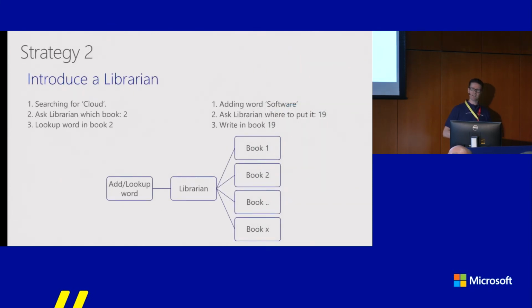So let's see if there's a better way to tackle this problem, and this is the second strategy. In this strategy we introduce a librarian. So whenever we are searching for a word, we will ask the librarian in which book to look. And the same thing applies when writing a word. So these 26,000 words on the backlog, every monk who wants to write one needs to ask the librarian in which book to put it.